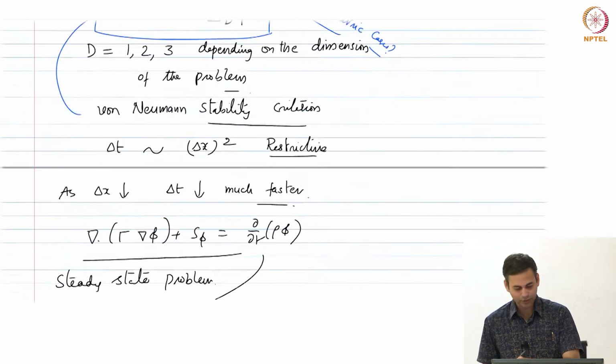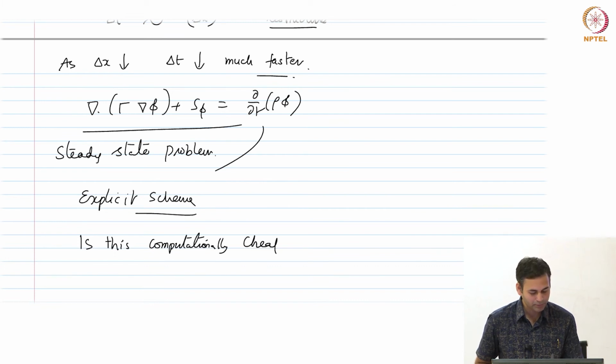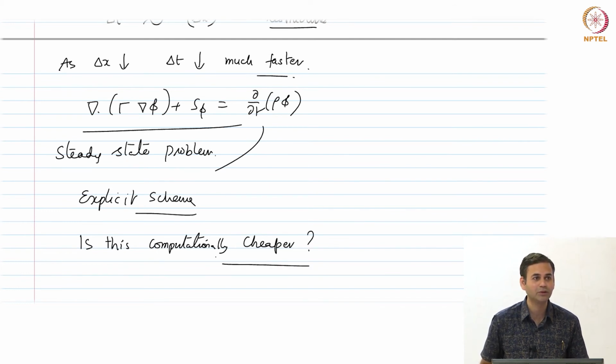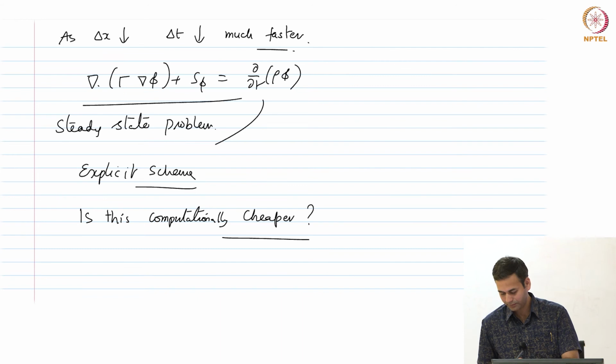That is something for you to think about. Is this easy, is this computationally cheap, or is it correct? The question is clear, right? Okay, fine, this is for you to think. All right, let's move on to the next method, that is the implicit method, the fully implicit method.